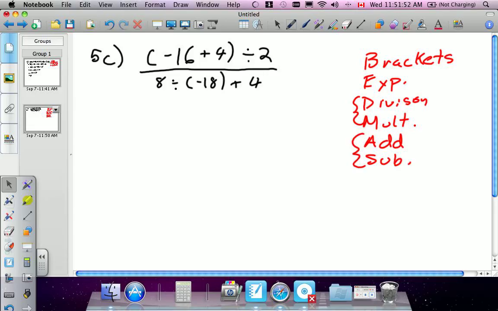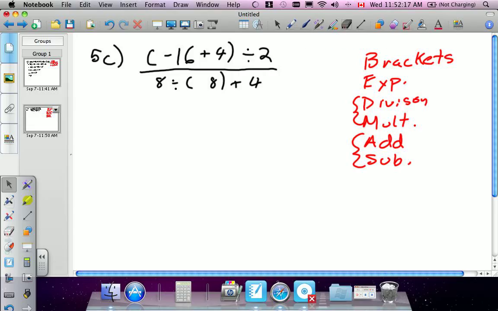So when I take a look at this question, I have a set of brackets right up here, so I know I have to work with that first, okay? Now, I do have a bracket on the bottom, but because that bracket only has one number, it doesn't give it precedence. It's just separating it so that you guys know that it's a negative 18. Oh, yeah, you're right. Sorry. Negative 8.